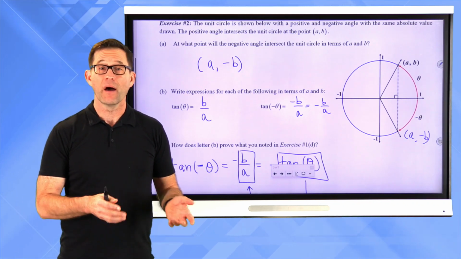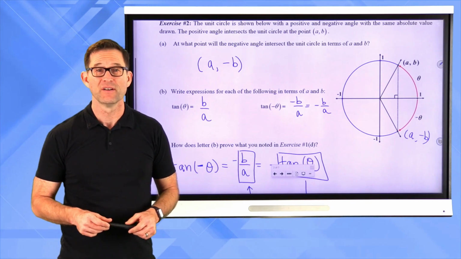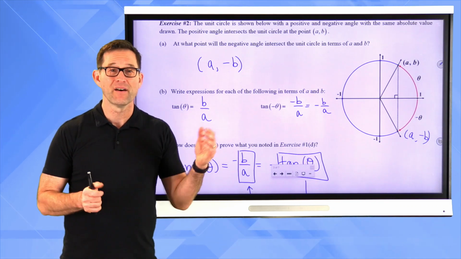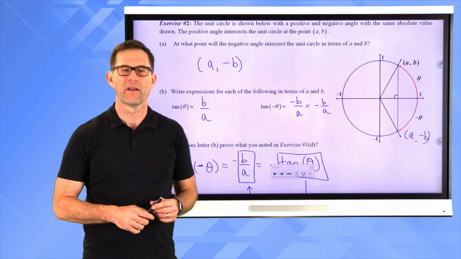Now remember, sine was also an odd function and cosine was an even function. But tangent ends up being an odd divided by an even, and strangely enough, that ends up being an odd function.